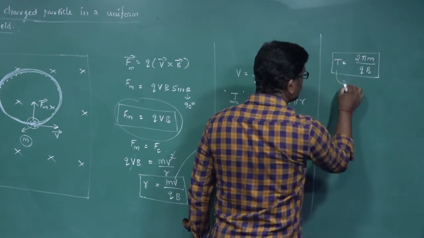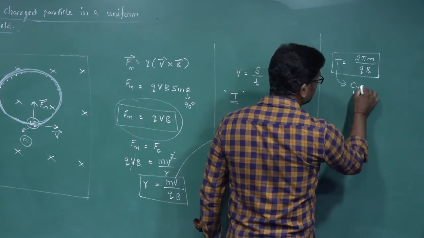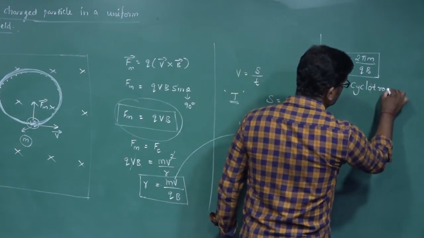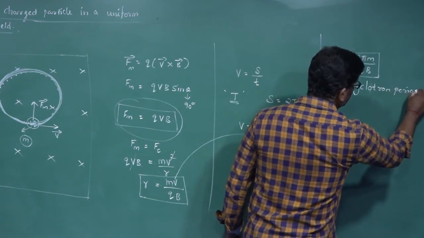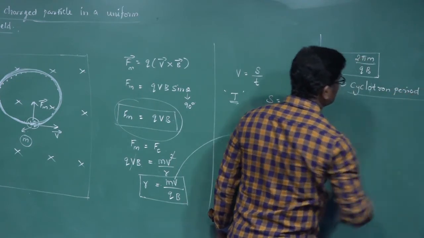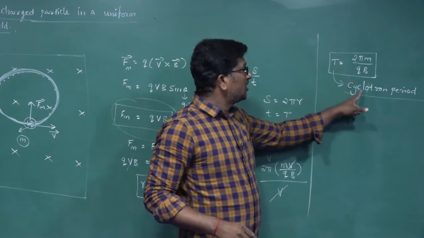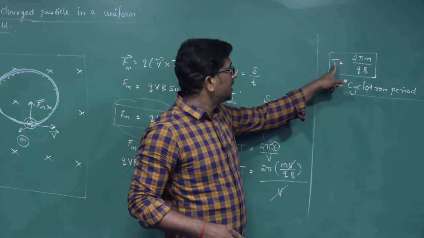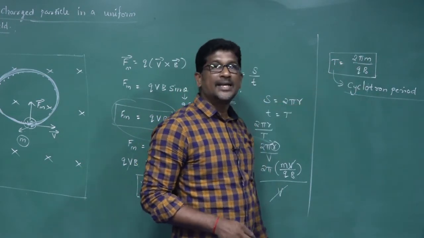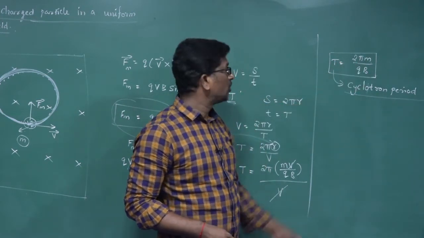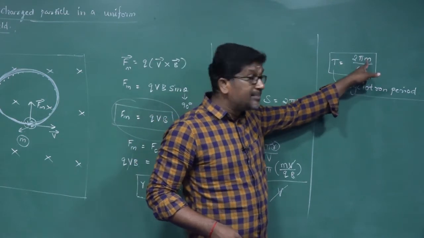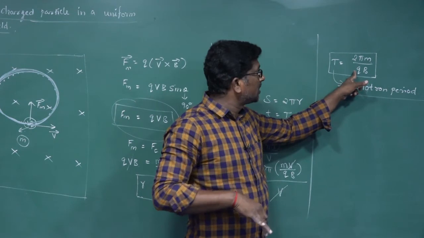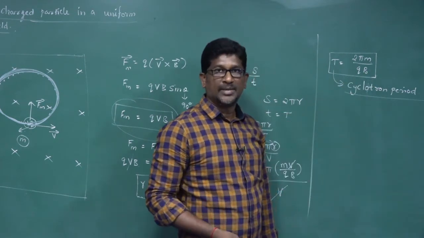This equation is called the cyclotron period. So the cyclotron period is given by T is equal to 2 pi m divided by Bq. The cyclotron period depends on the mass of the charged particle, the magnitude of the charge, and the magnetic field.